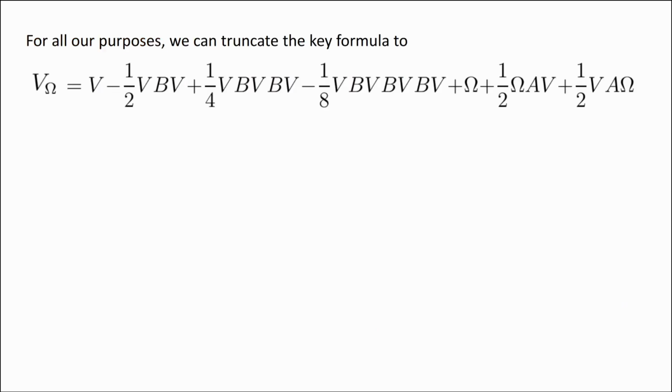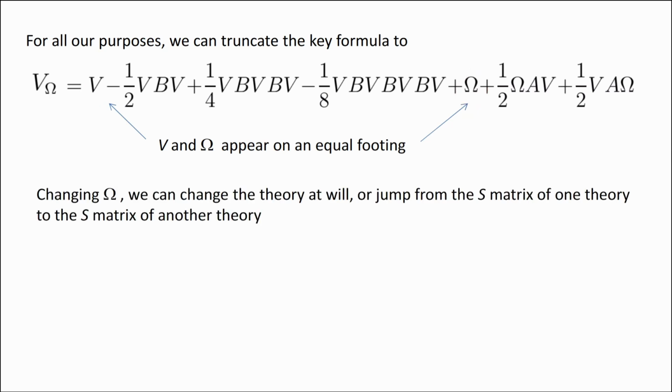Okay, these are the ingredients. So the complicated formula we saw earlier can be expanded in powers of V and omega, and can be truncated for all the purposes of this talk to the expression you see here, because we will not consider diagrams with more than 4 vertices. 1, 2, 3, 4. Notice that in this formula, V and omega appear on an equal footing. Then you can ask yourself, well, if I fix omega equal minus V plus something else, for example, I could have 0, I could change the theory completely.